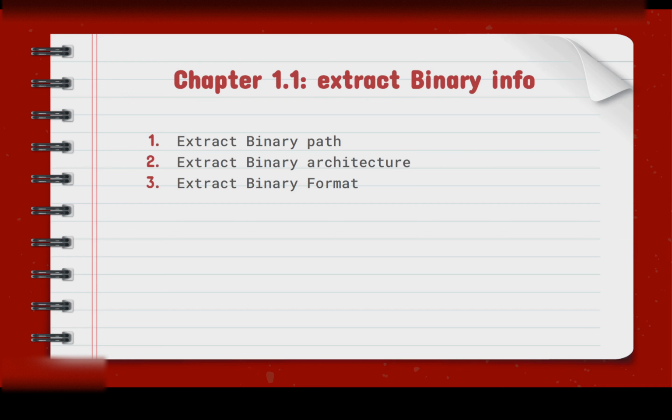For example, for the Linux operating system, it comes in ELF format, and for Windows, it comes in PE format. And each of these formats has a different structure, so it's always good to know about the binary formats. Now I want to show you, if you want to extract this information using Ghidra, what you have to do. Okay, let's start.